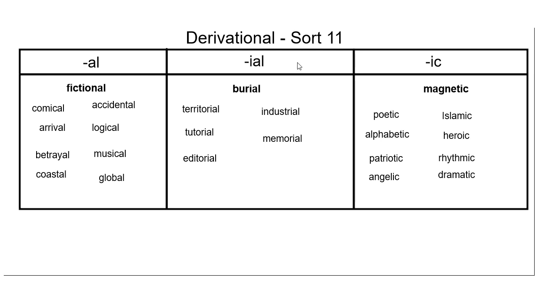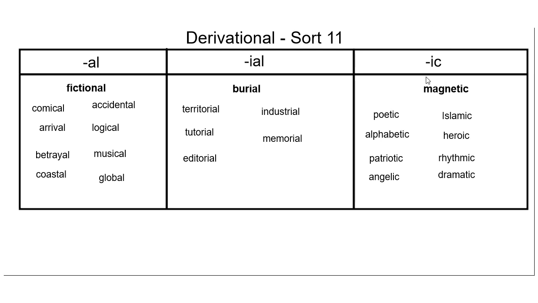The IAL category follows the same principle. Industrial means that it is associated with industry. Industry is a fancy way to say machinery or creation with materials. Memorial has to do with memory. Often if you have a memorial, you are working to elicit memories about somebody or something.